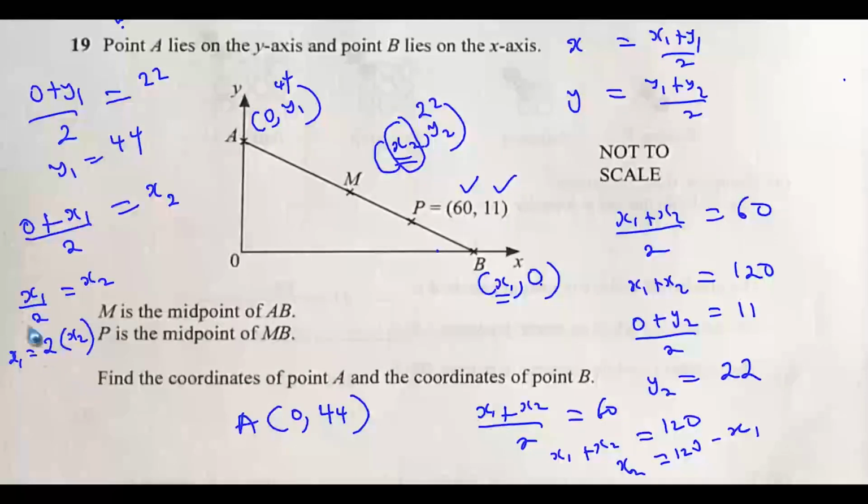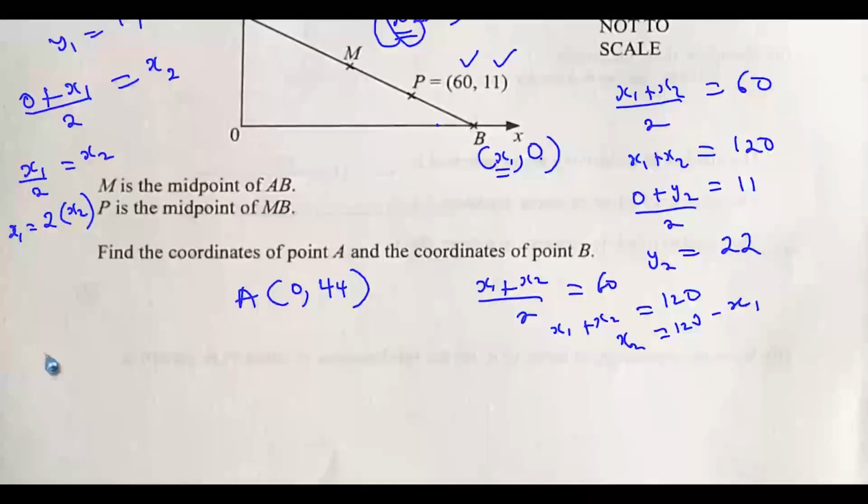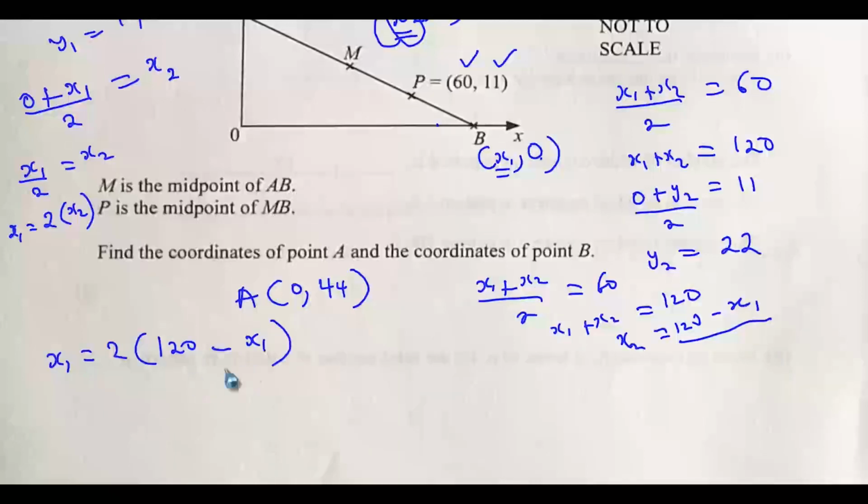Okay, so from here, let's go down a little bit. So we have x1 to be equal to 2 into bracket x2. So x2 is equal to 120 minus x1. So let's open the bracket. So x1 is equal to 2 times 120, so that will be 240. Then 2 times minus x1, that will be minus 2x1.